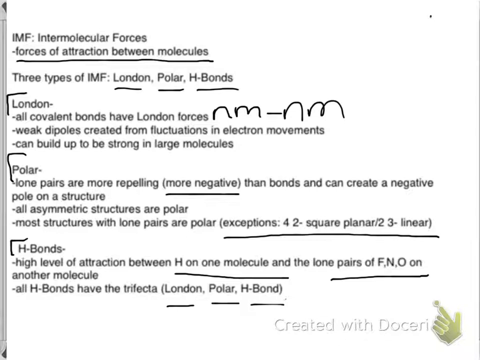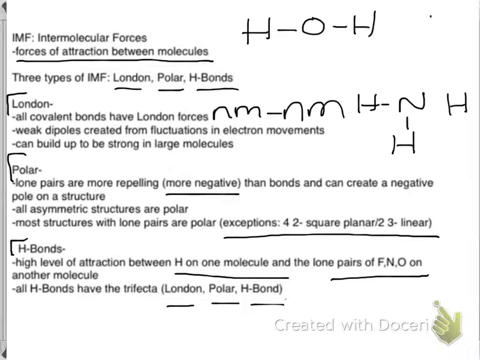So now I'm going to show you what an H-bond looks like. So if you have H2O and H3N, the lone pairs from the N would be bonded to the H, just like this.